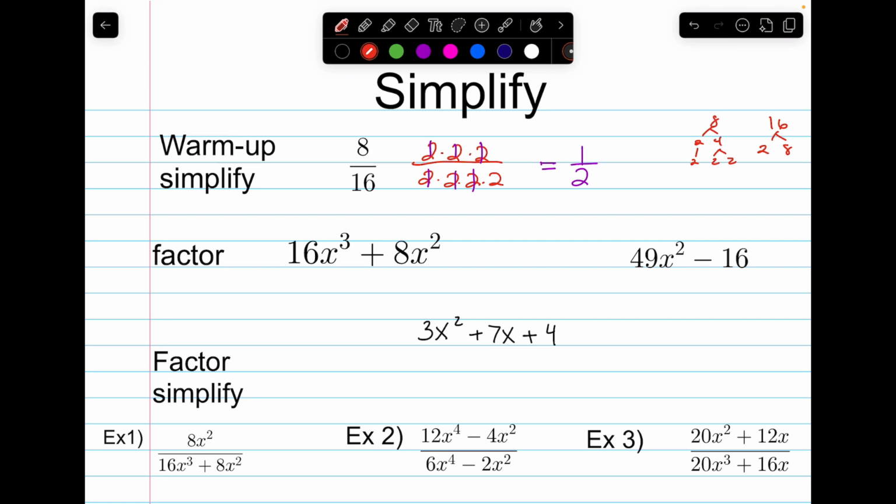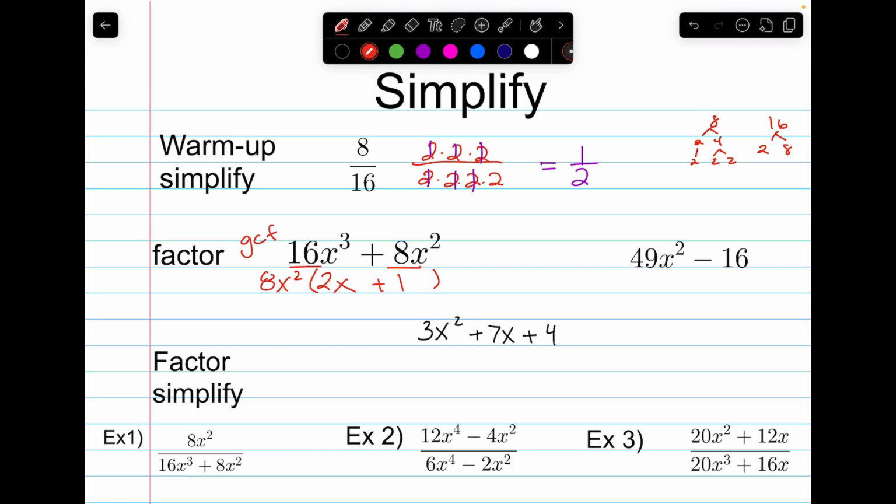All right, so the first thing I'm going to look for is always a GCF. And so when I look at the first example, I see that I have a GCF of 8x squared. And if I divide 16 by 8, I get 2. x cubed over x squared is x. 8 divided by 8 is 1. x squared over x squared is just 1. There we go. We factored number 1. So I'm going to put GCF so that you remember that that's a GCF problem.